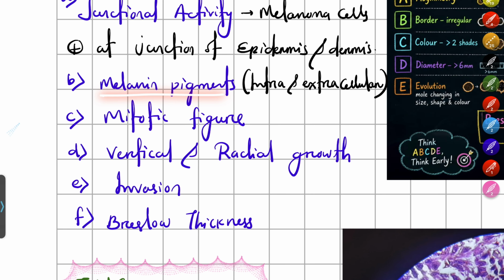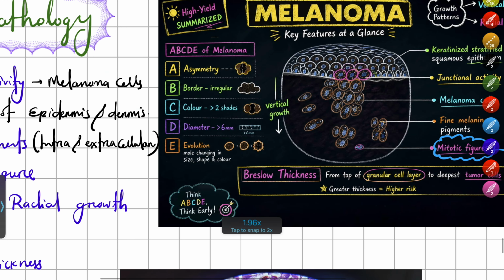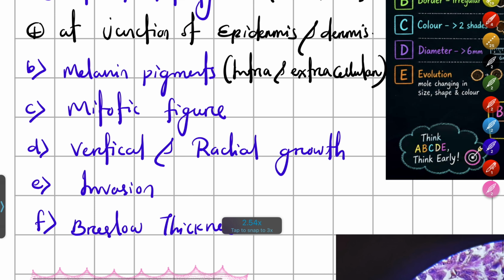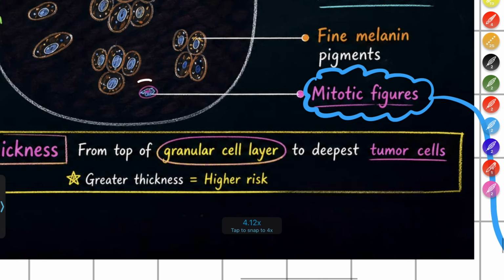Second is the melanin pigments. These are the melanin pigments. Inside the melanocytes or the tumor cells, these brown pigments are known as melanin pigments. And mitotic figures. It's very important. These are mitotic figures.